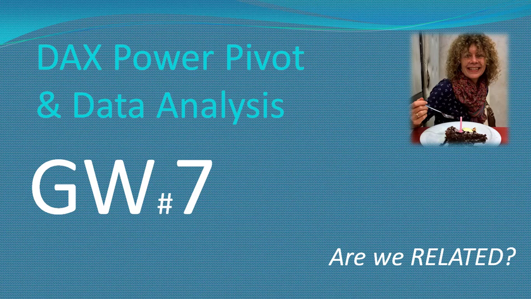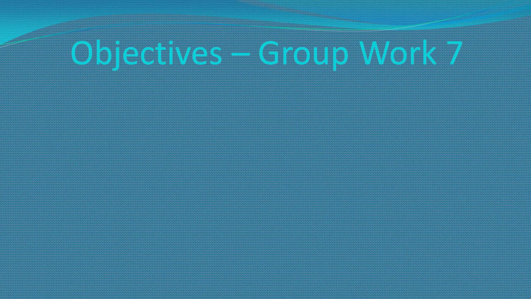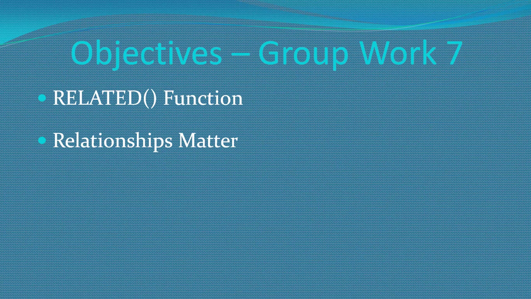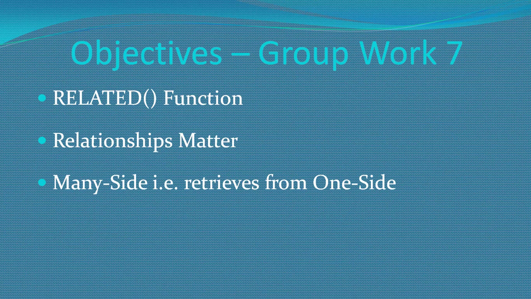We're going to be talking about a DAX function called related. So let's just run through the objectives so that we're clear about what's coming up and what's ahead of us. We're going to look at the related function, and it brings us back to relationships. With the related function, relationships really matter. We build the expression in the many side of a one-to-many relationship, so we are requesting or retrieving information from that one side.